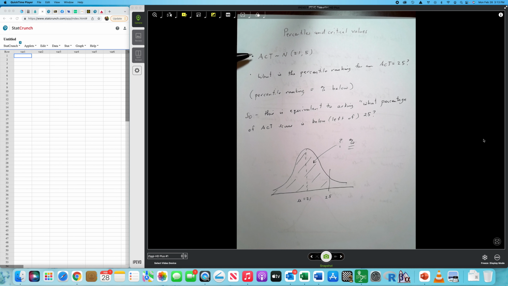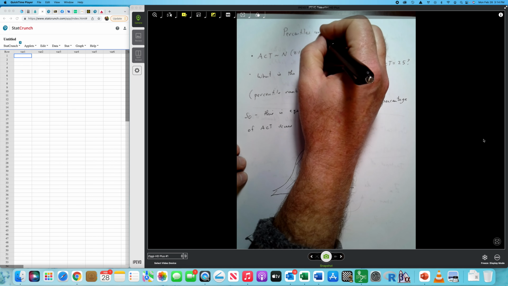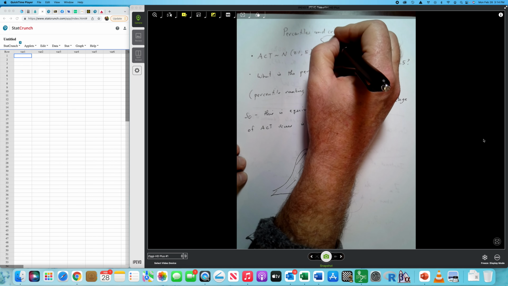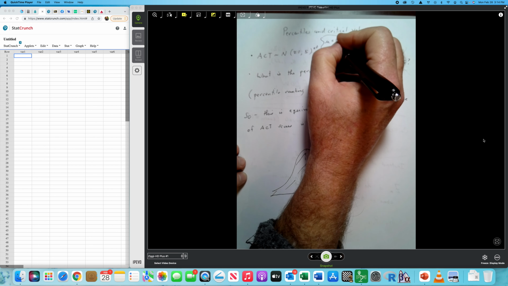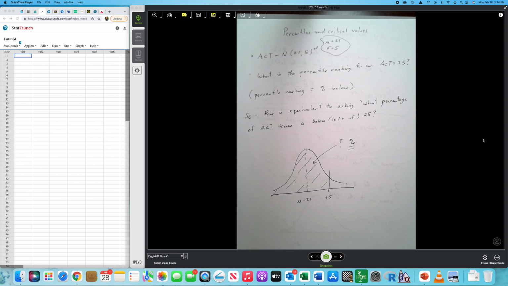So, what does this statement mean? This statement means that ACT scores are approximately normal with a mean of 21 and a standard deviation of 5. So I can think, when I see that, mu equals 21 and sigma equals 5. Now, we talk a lot about percentile ranking as a location. And the problem I want to start out with is just a question. What is the percentile ranking for an ACT score equal to 25?